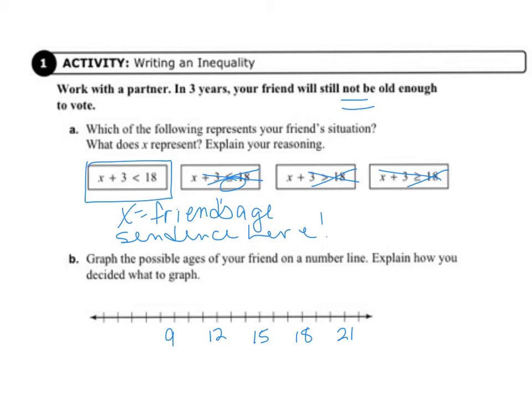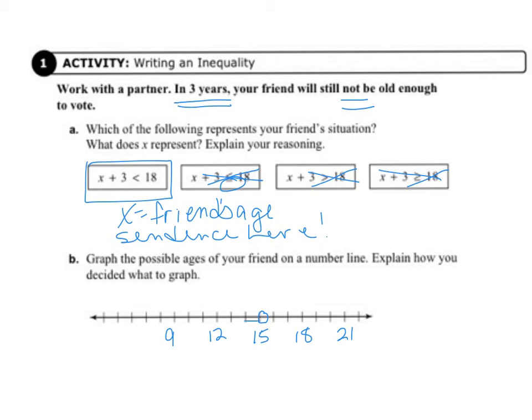is so much less than 18 that they still won't be allowed to vote even in 3 years. So 18 minus 3 is 15. So I'm going to circle the 15 spot on the number line, and I'm not going to color it in because if they were 15 right now, then in 3 years they would be 18. And this is a less than problem, not a less than or equal to. And our problem says that in 3 years they will not be old enough to vote.